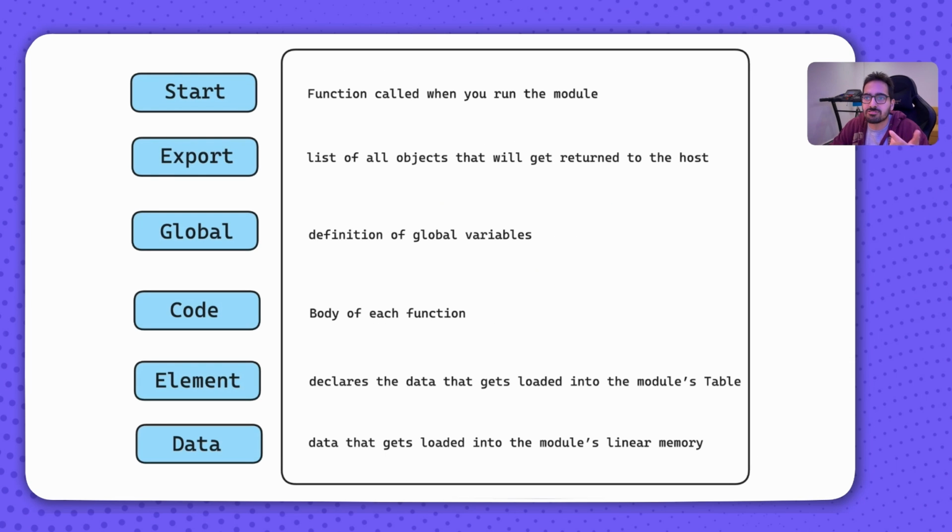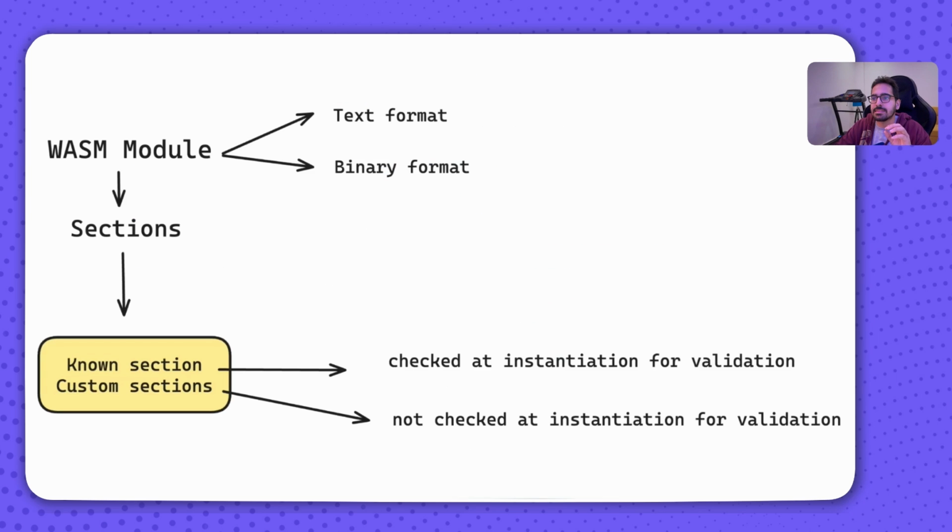Some of the other ones are start, the function called when you run the module; export, the list of all the objects that will get returned to the host; global, which is the definition of the global variables; code, which is the body of each function; element, which declares the data that gets loaded into the module's table; and data, which is the data that gets loaded into the module's linear memory. So in theory, this is what goes inside the module.